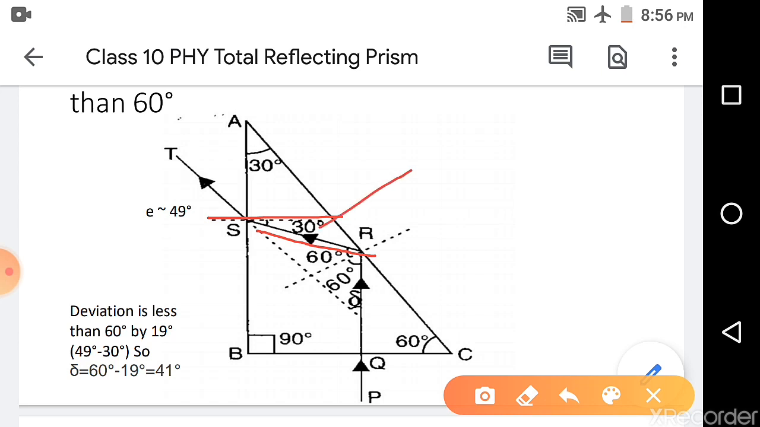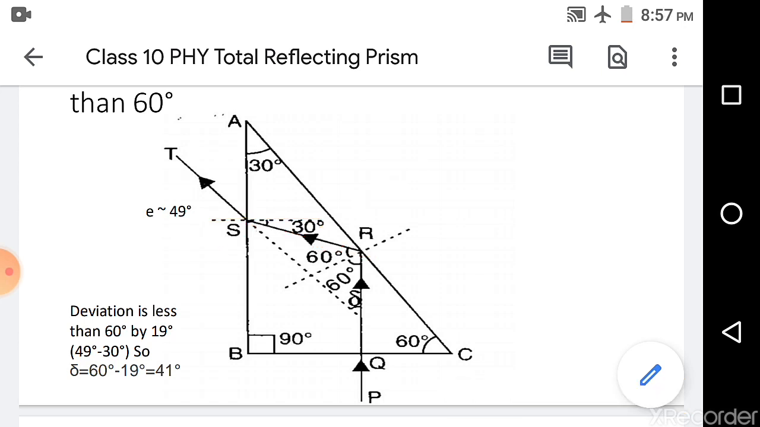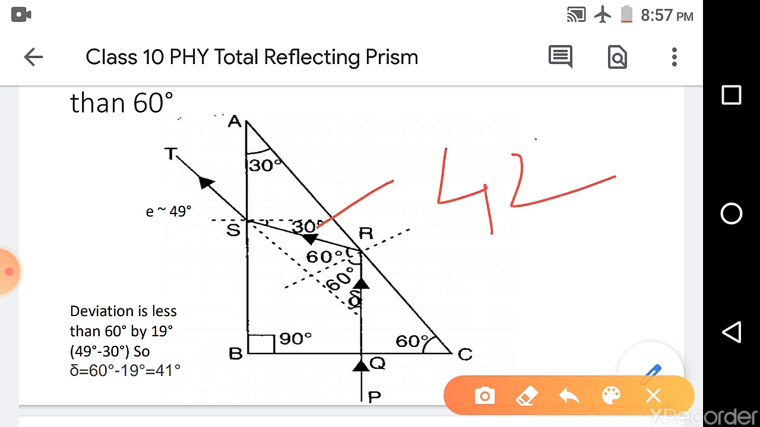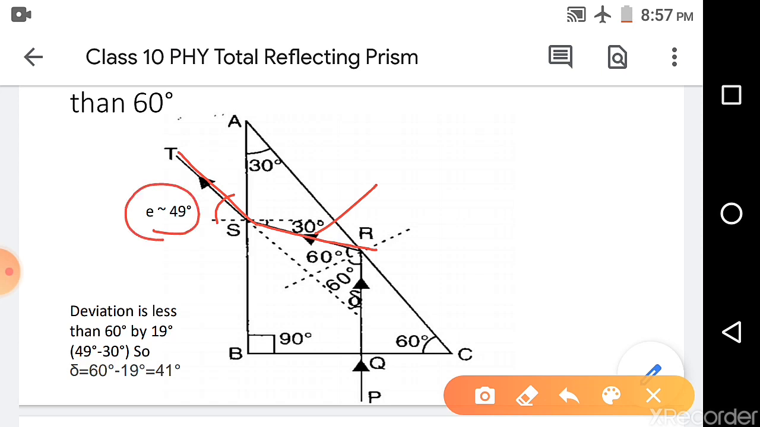This 30 degree is the angle of incidence at the point S. This 30 degree is less than 42 degree, that means less than the critical angle. So there is no total internal reflection. Simply, the light ray is refracted toward ST, and this is the glass material and this is air, so it goes away from the normal, as you can see. For this 30 degree, the angle of emergence is nearly equal to 49 degree, which is actually 48.59. I have taken that as 49 degree.